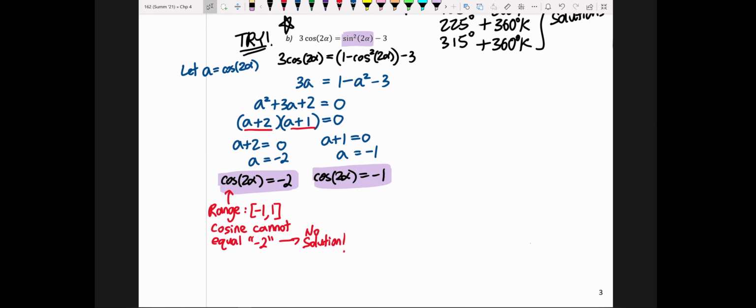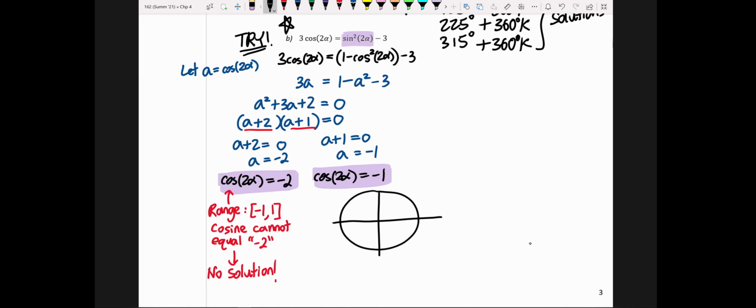Not every equation you're given will have a solution. Sometimes you solve and you get no solution. Here, the first part is no solution. Let's move this down here. However, for the second part, cosine can equal negative 1. Negative 1 is part of the range for cosine. So, cosine being the x-coordinate, we see that cosine is negative 1 right here.